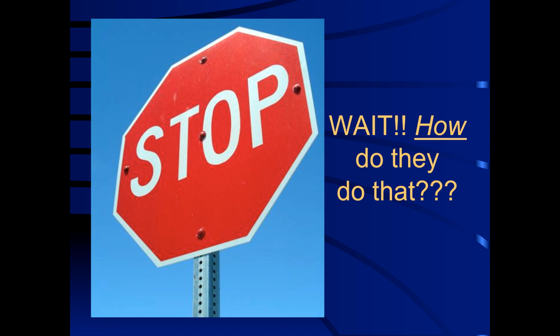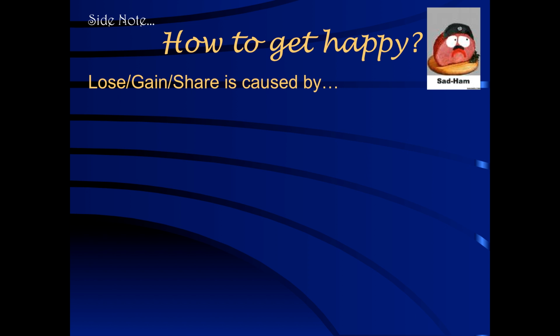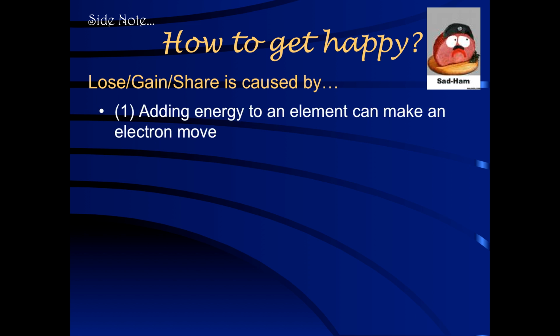Okay, so we know why the electron is important. We know what the atoms are trying to do to be stable: gain, lose, share electrons. We got it. But we might now need to talk about how they do that. Well, how do they get happy? How do they lose or gain or share electrons?